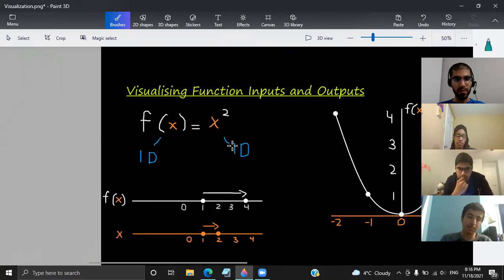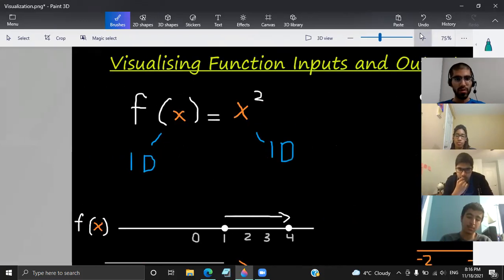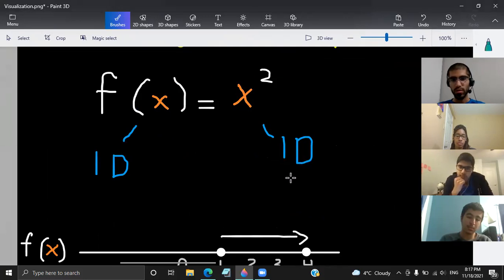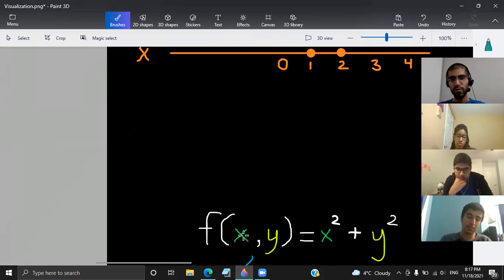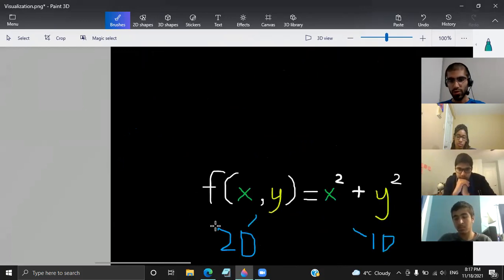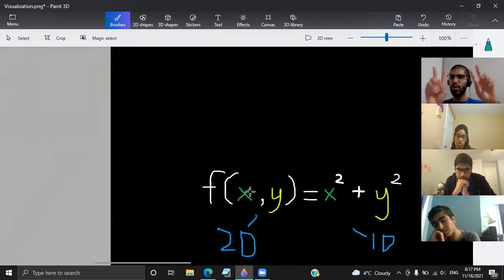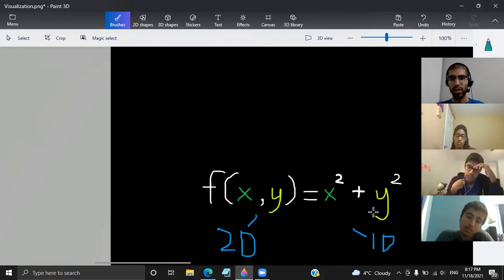And now let's switch it up again. So before we had one-dimensional in, one-dimensional out. How about we go to our old friend f of x and y is equal to x squared plus y squared. Now listen, two-dimensional input, one-dimensional output. So you put in 1, 1. Those are two numbers that go in. However, you just return 1 squared plus 1 squared is equal to 2. That's just one number out.